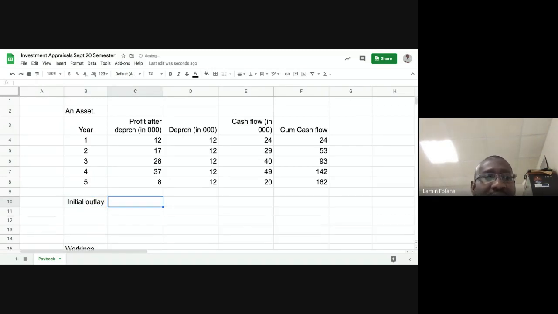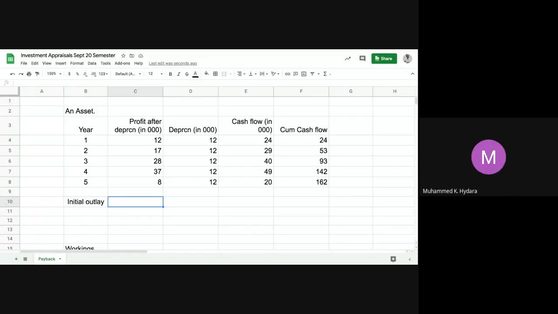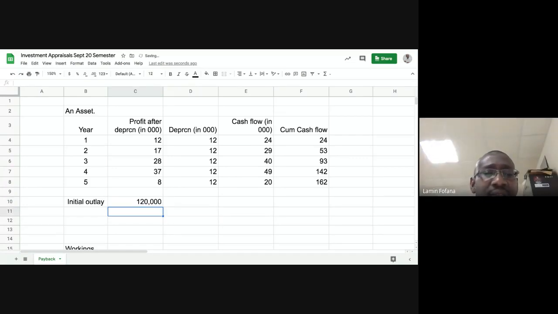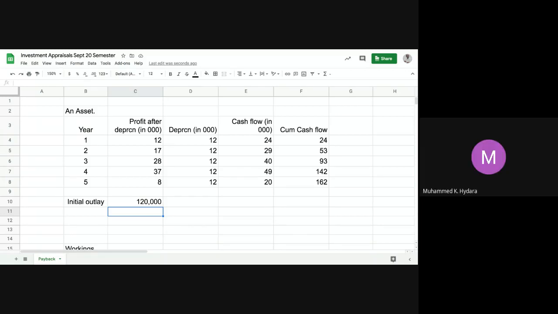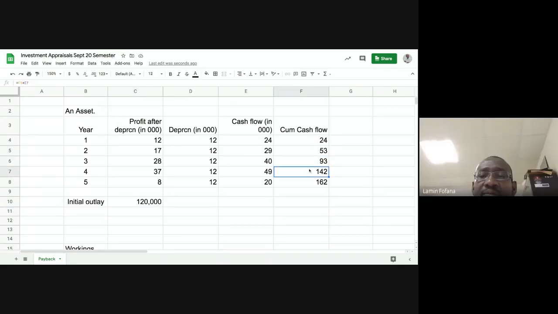Initial outlay. What's our initial outlay? What's our initial capital? The cost of the asset at the start? 120,000. Okay, so that's 120,000. Now, how are we going to calculate our payback period to recoup this 120,000? I think we will add in from year 1 cumulative cash flow to year 2 until we exhaust 120. Okay, right.